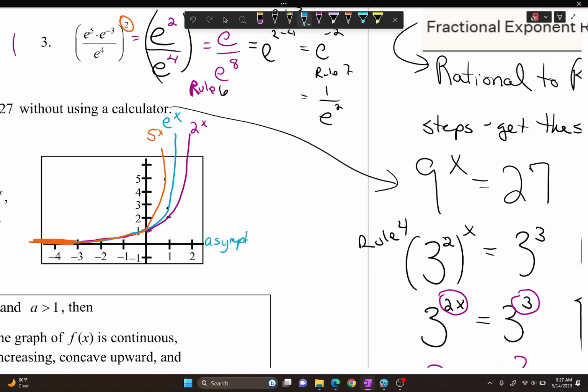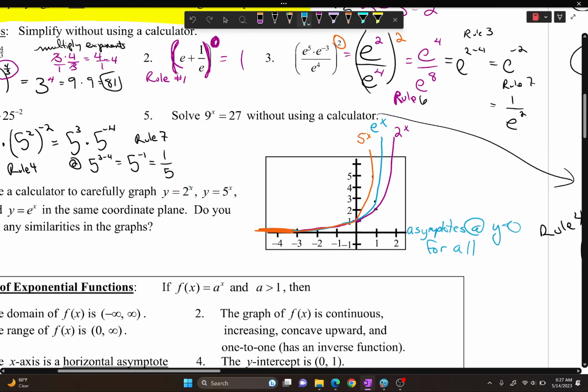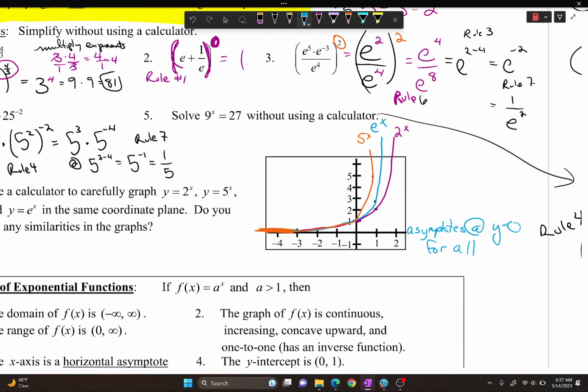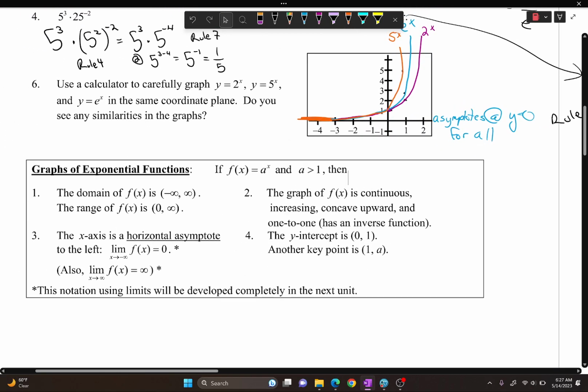Asymptotes at y equals 0 for all of them. How come? Well, because there's nothing being added or subtracted at the end. If I had a plus 3 here, the asymptote would be at 3. If I had a plus 10 here, the asymptote would be at 10. On any one of these, whatever number we're adding, that is going to be our asymptote.